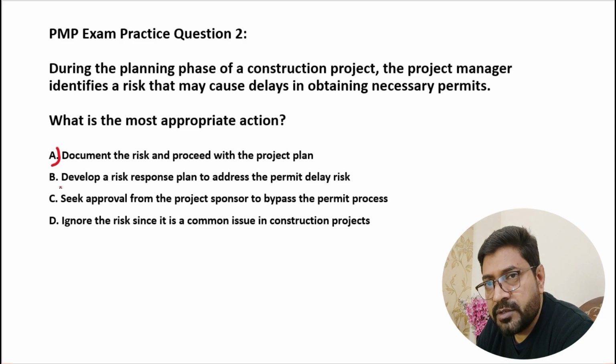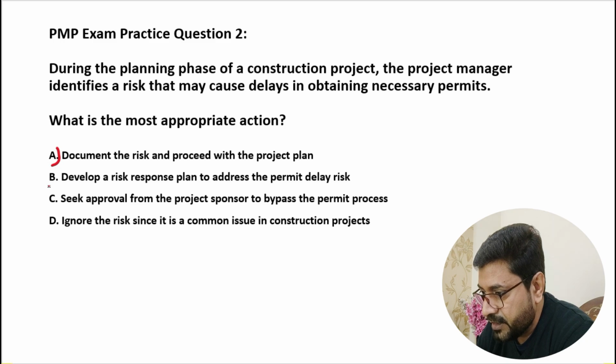Let's see what else we got. Okay, so B says develop a risk response plan to address the permit delay risk. This is a very good option. Okay, so because the risk which has been identified is related to the necessary permits over here.